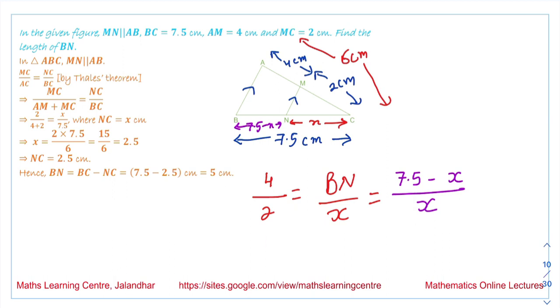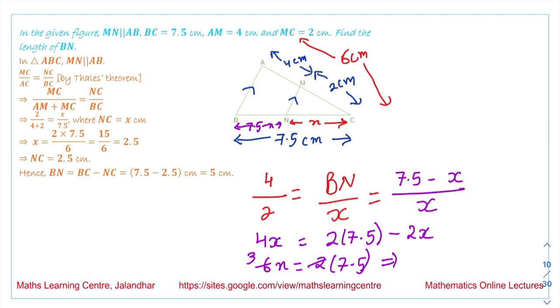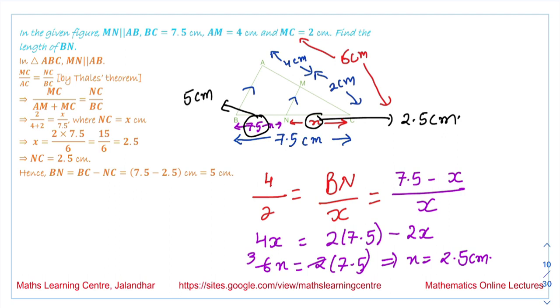If we cross multiply these two terms, we get 4X is equal to 2 into 7.5 minus 2X. So we get 6X is equal to 2 into 7.5. This is 3 over here. So the value of X we get is 2.5 centimeter. So this length X is 2.5 centimeter, and this length BN is 7.5 minus X, that is equal to 5 centimeter.